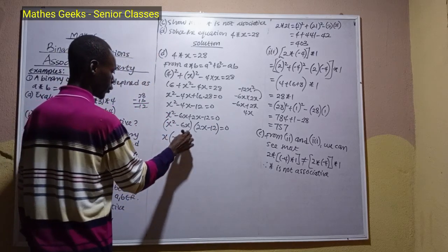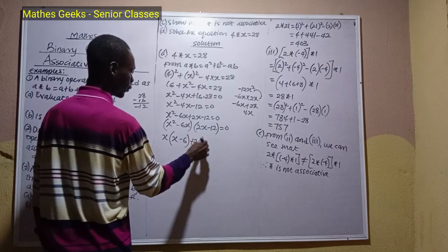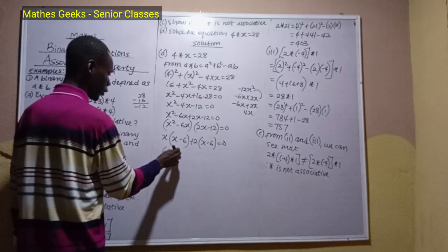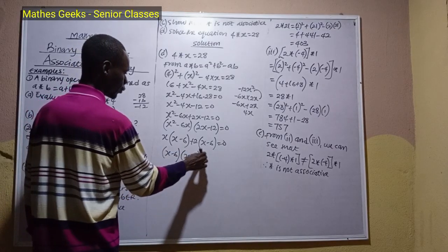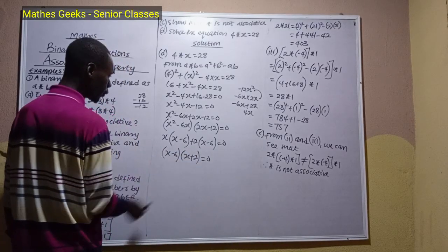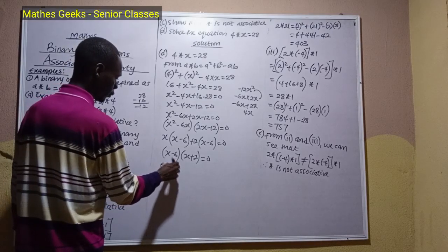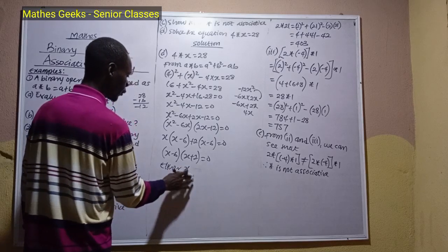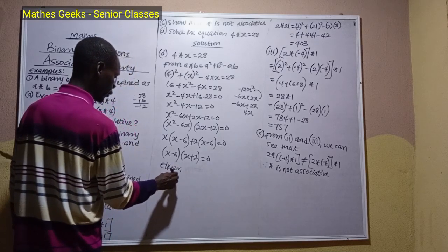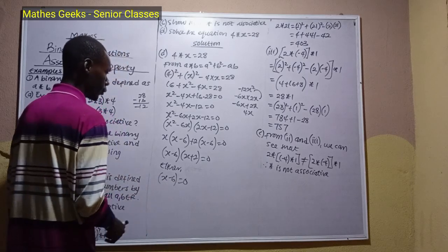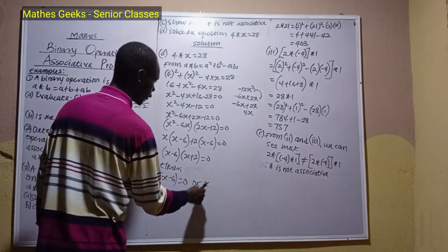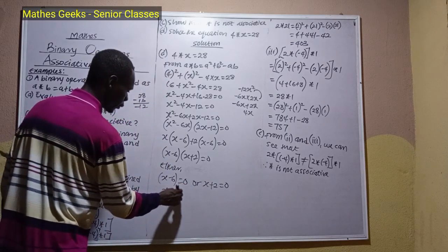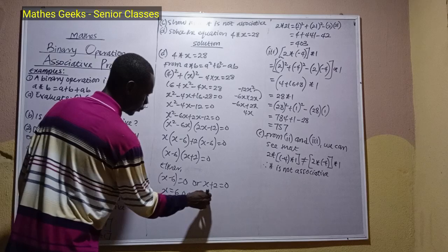x(x minus 6) plus 2(x minus 6) is 0. Factor x minus 6 out: (x minus 6)(x plus 2) is 0. So either x minus 6 equals 0 or x plus 2 equals 0. So x equals 6 or x equals minus 2.